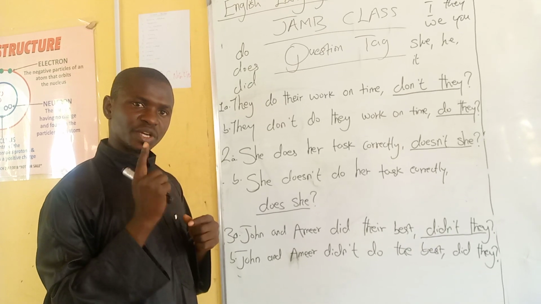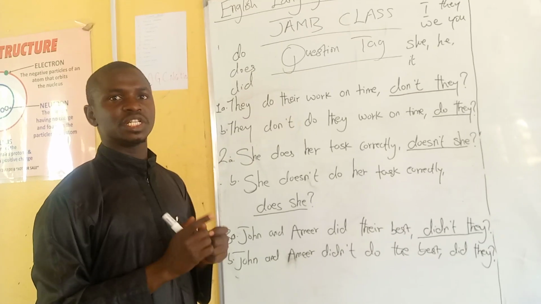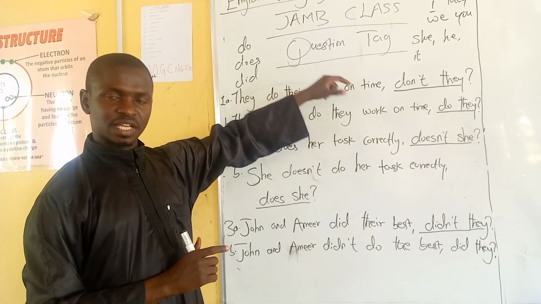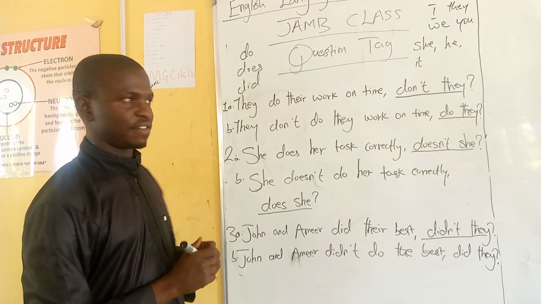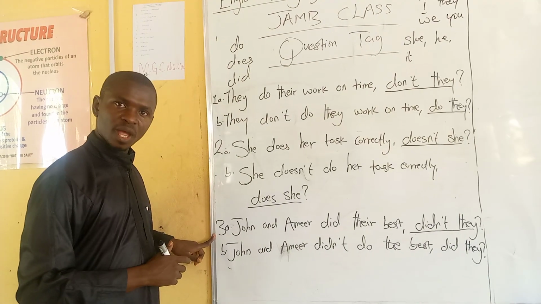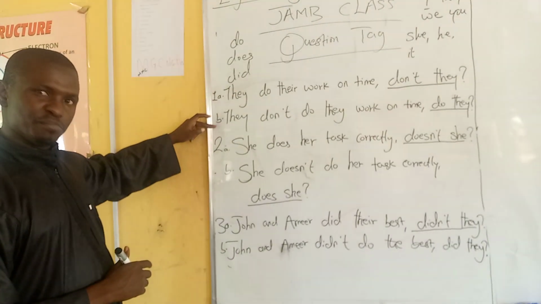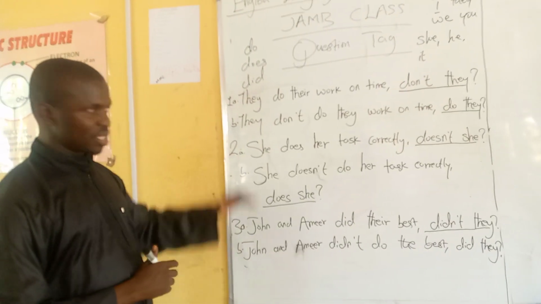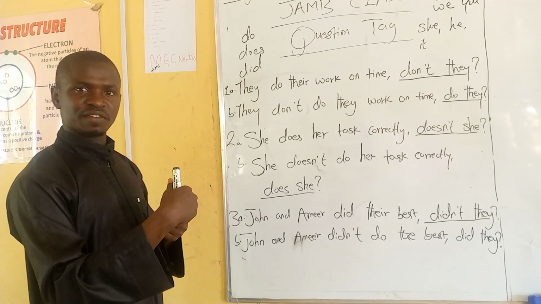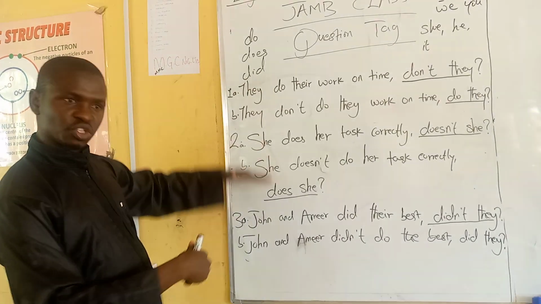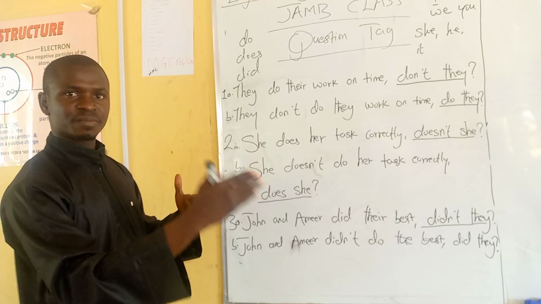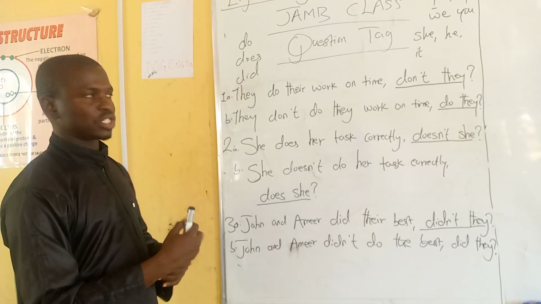But what we must make sure we consider is the fact that if the statement is positive, then the question is negative. Now, these numbers from 1 to 3 are in pairs of A and B, and the A of each of them is in the positive statement with the question in negative, while the B of each of them are in the negative statement with the question in positive.